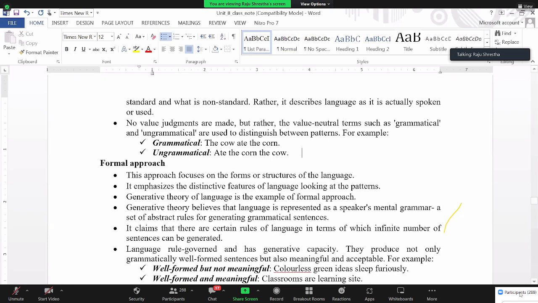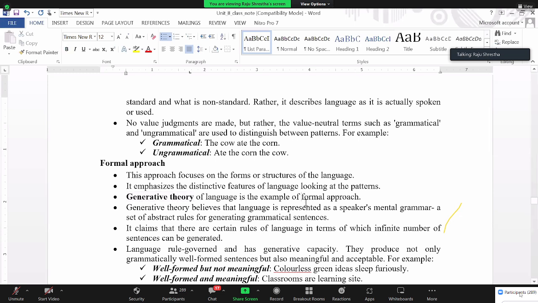Then formal approach to language study focuses on the generative capacity of the language, forms or structure of the language. It looks at features of language, looking at the patterns. Generative theory of language is an example of this approach.